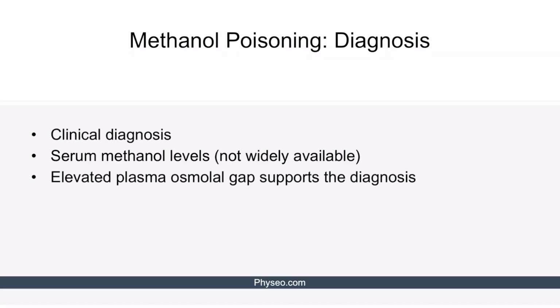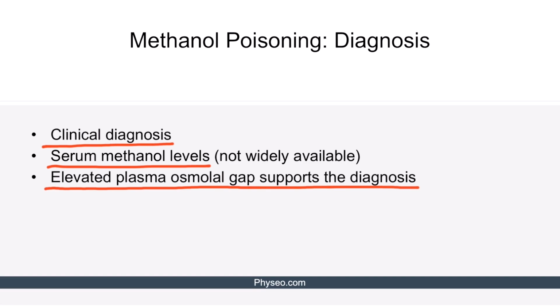Diagnosing methanol poisoning is typically based on the history as well as the clinical signs and symptoms. Clinicians can measure serum methanol levels to confirm the diagnosis. However, this test is not widely available. Additionally, an elevated plasma osmolal gap can help support the diagnosis. Let's discuss the osmolal gap in a little more detail.